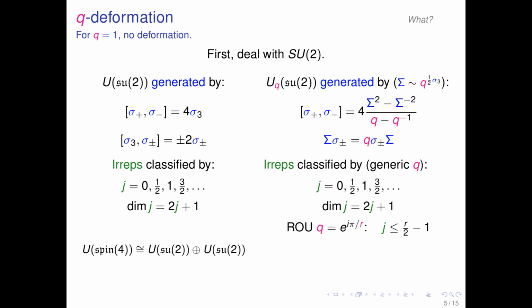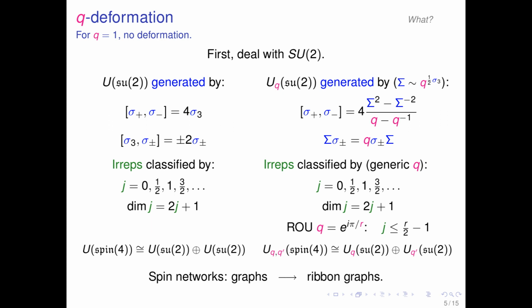To go to Spin(4), we use the isomorphism of Spin(4) as a product of two copies of SU(2), and write the algebra this way. For q-deformed, we can do the same thing, except now we find we have a two-parameter family of q-deformations, one for each copy of SU(2). And I'll tell you about the relation between these two parameters a bit later. On this side, we're dealing with spin networks, which are graphs drawn in a plane, which could have crossings. While on the q side, what we have to deal with are ribbon graphs, where we have to make the distinction between over and under crossings.